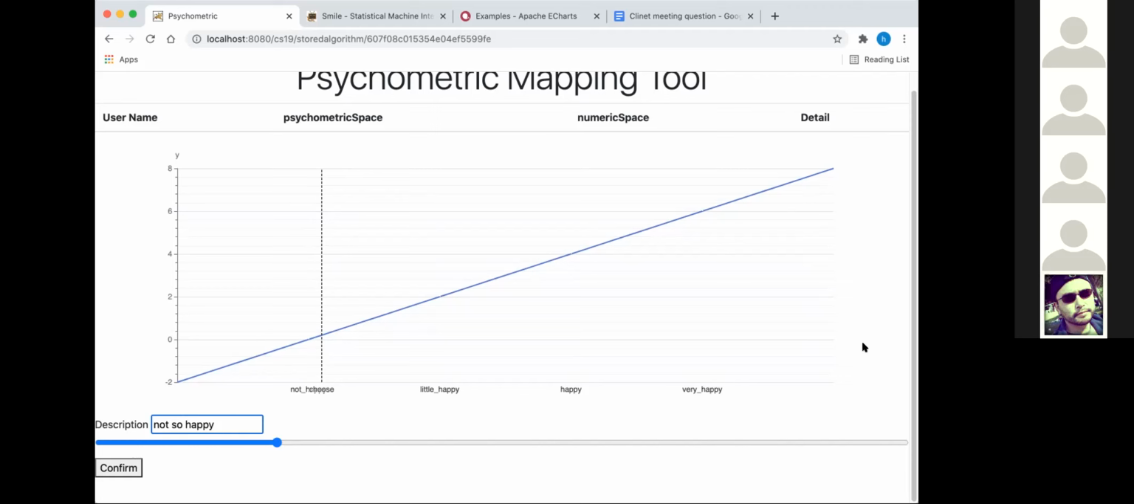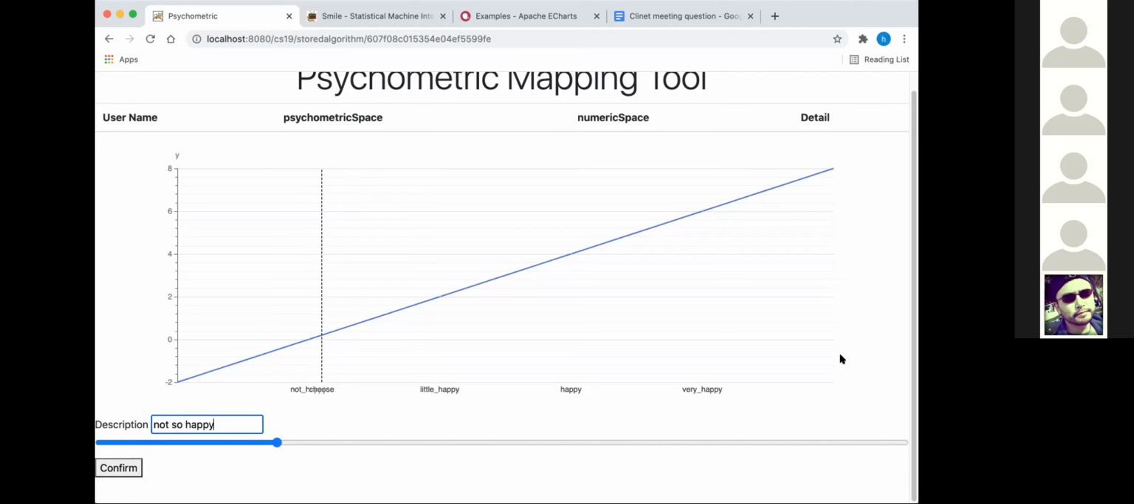But when you do a survey, you can ask a number, but you can simply ask how close the not so happy is to not happy or little happy or happy. Just ask the user where you want to put it on this x-axis. You don't know the numerical value, but where would you want to put not so happy? And a lot of people have different opinions.